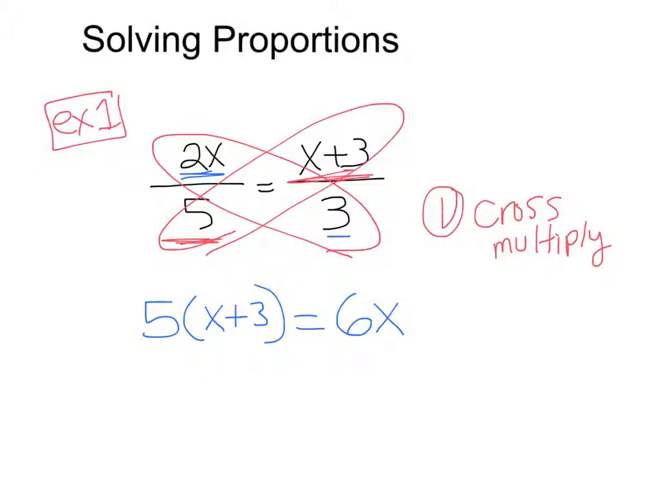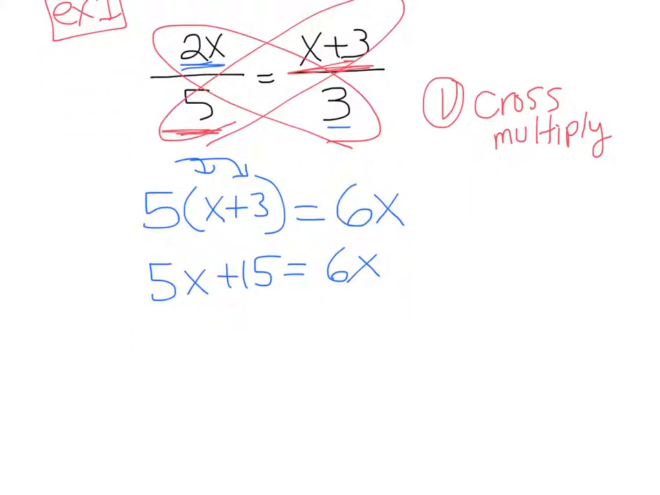My second step is to distribute. I get 5x plus 15 equals 6x. And if I continue, okay, my next step will be to subtract the 15. Or, let's fix that. Why don't we subtract the 5x first? Because when I do that, I can get all the x's together on one side easily, and I end up with x equals 15.